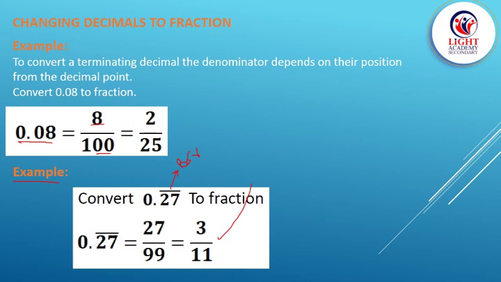So 0.27 bar is equal to 27. Because of that bar, we look at how many digits we have after the decimal point. 2. It means each digit is replaced in the denominator by 9. So 27 upon 99. Wherever you see this bar, count the digits after the decimal point, and each of them will be replaced by a 9 in the denominator. So 27 by 99 is equal to 3 upon 11. So this is changed into a fraction.